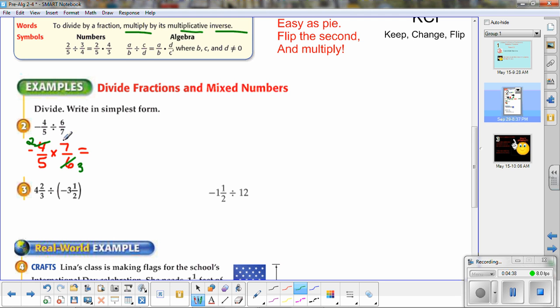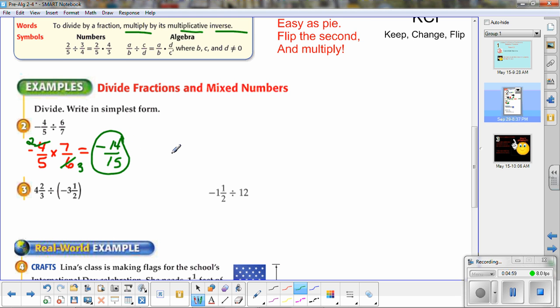And then a negative times a positive is going to be a negative, because bad things happening to good people is bad. Then 2 times 7 is 14. 5 times 3 is 15. -14/15.